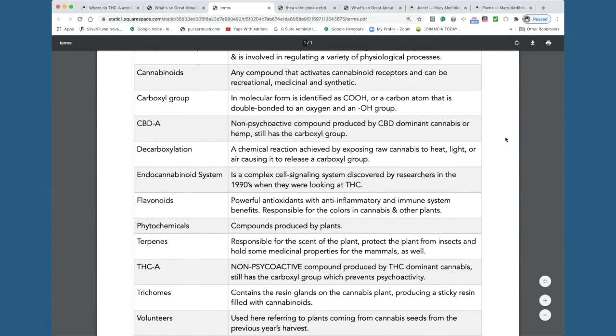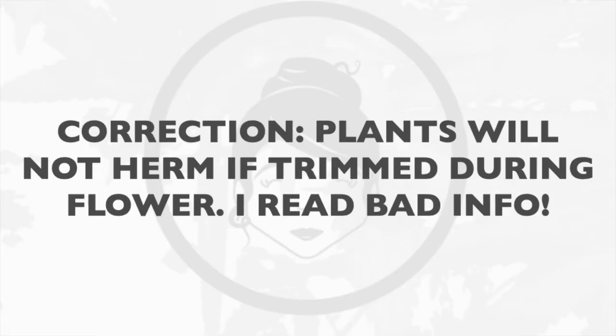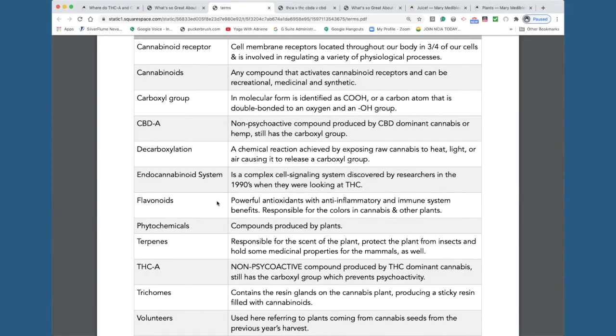So the flavonoids, this is why you were saying earlier to look for the dark colors like the purples. Yeah. The flavonoids really are powerful antioxidants with really powerful anti-inflammatory and immune system benefits. So if you have anything going on in that area, purples might really be a smart thing to incorporate.